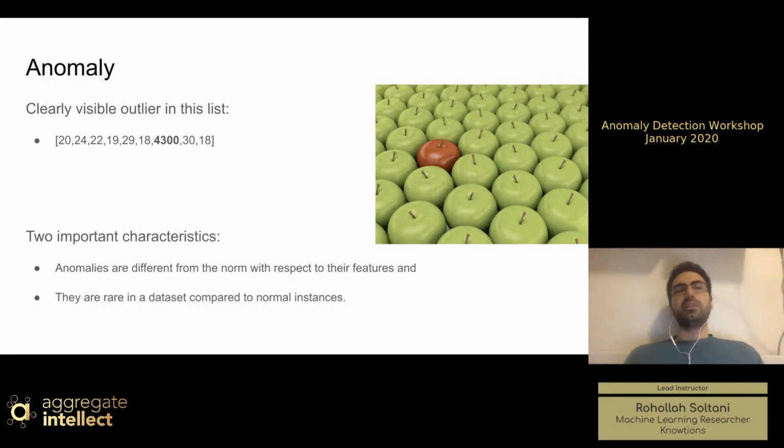Sometimes an anomaly can be clearly visible, like in that sequence of numbers. You can say that, for sure, that bold number is an outlier because it is not like the other numbers. Or even in that picture, you can say that red apple is an outlier, an anomaly, because it's weird. It is obvious, and you can easily point it out and say that one is different. But the problem is, it's not like that all the time.